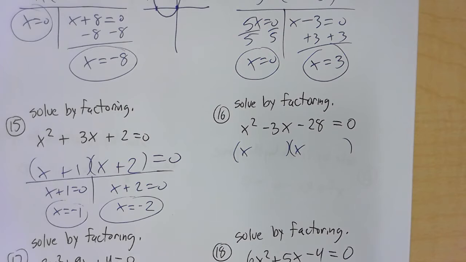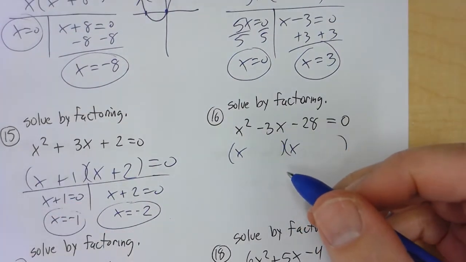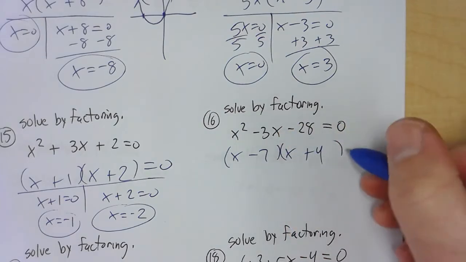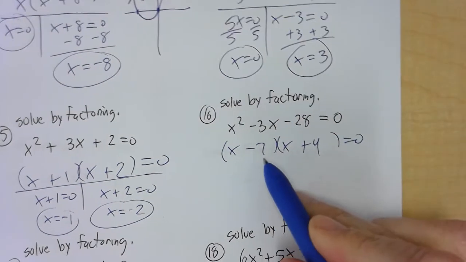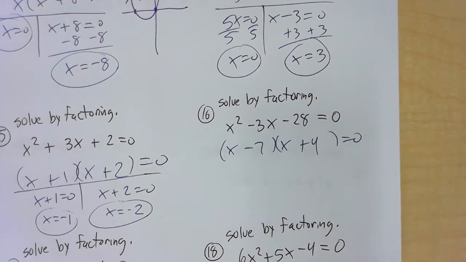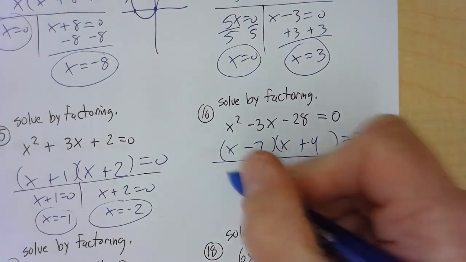All right, and I'm back. So what I'm going to do here is split this up into two parts. We're going to do negative 7 here and positive 4 over here equals 0. So that makes the negative 28. This makes negative 7, positive 4 makes negative 3 in the middle. So set each factor equal to 0.